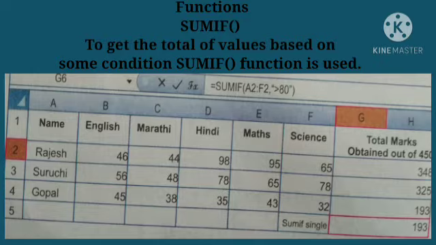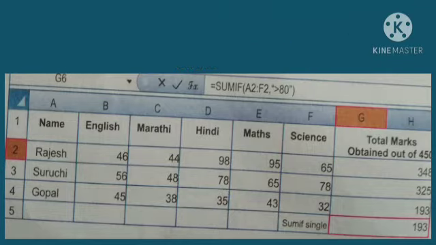Okay. Maths 95, greater than 80. Science 65, so it is not greater than 80. So student, we can total only two numbers. SUMIF condition totals only two numbers: 98 plus 95, total is 193.